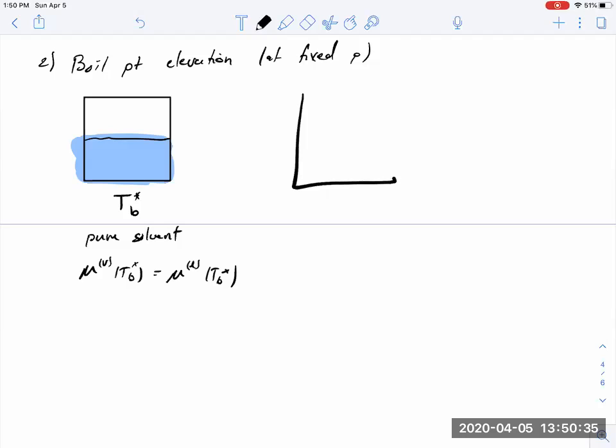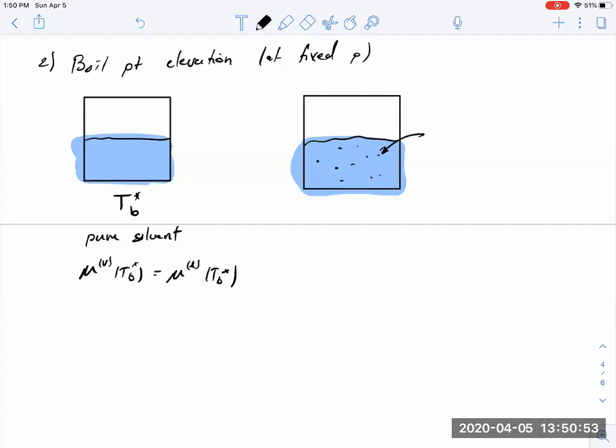If I now create a solution of the same solvent and now put some non-volatile solute in that solution, such that the solute is only in the liquid phase, what is observed is that the coexistence temperature, the boiling temperature for this transition, will be raised by some amount delta T over what it would be for the pure solvent.